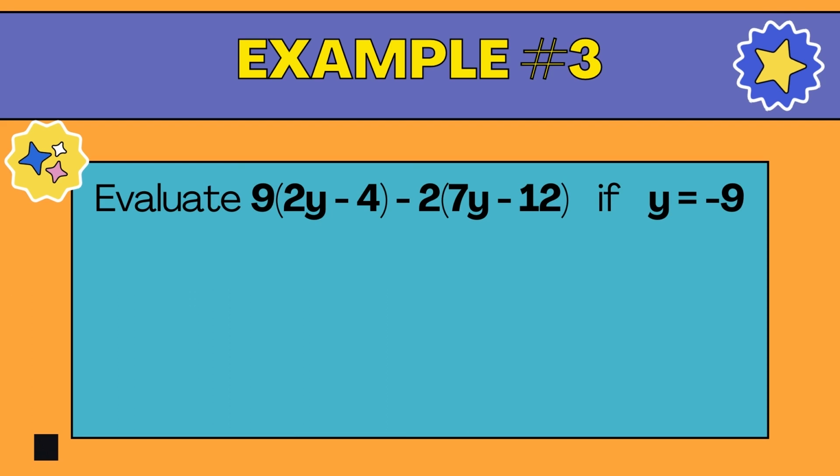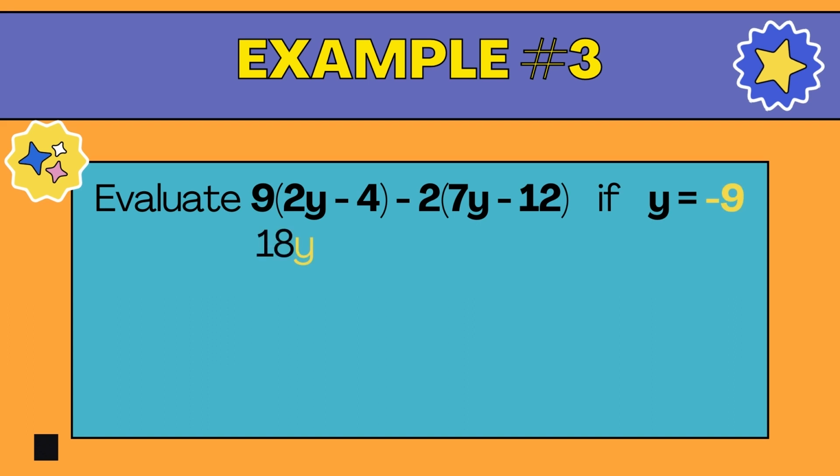Here's our last example, number 3. Evaluate 9 times the quantity of 2y minus 4 minus 2 times the quantity of 7y minus 12 if y equals negative 9. This time we only have one variable to worry about, but we have a very messy looking expression. Let's simplify the expression before we start substituting in the negative 9. That will make less work for us.